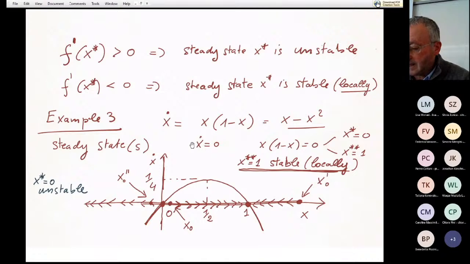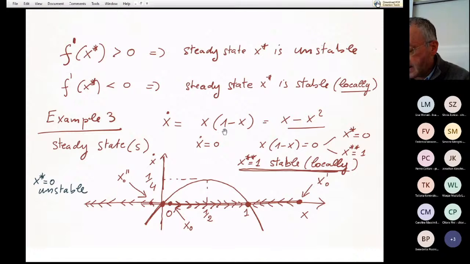What are the steady states of this model? In principle, the population, in an economic model, should start from a positive level, okay? But this is just a mathematical model here. And so I allow here also negative values for x, just to show you the concept of stability.